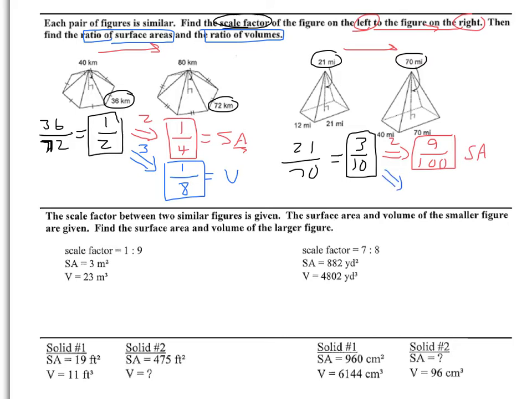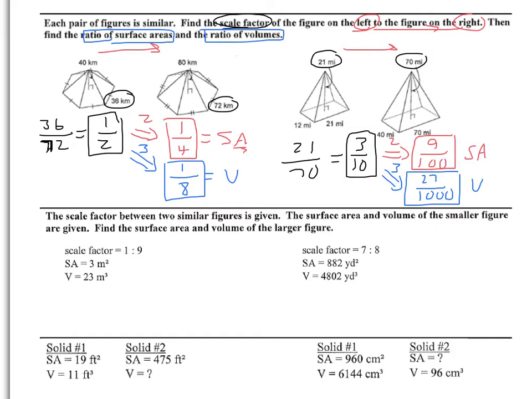If I choose to instead cube each of them, because volume is cubed, so that's why I cube it, I get 27. 3 times 3 times 3 is 27. And 10 times 10 times 10 is 1,000. This is the ratio of volumes. We will need to be able to get this information in order to solve problems.